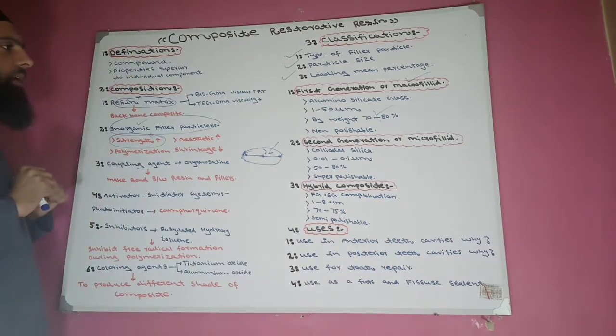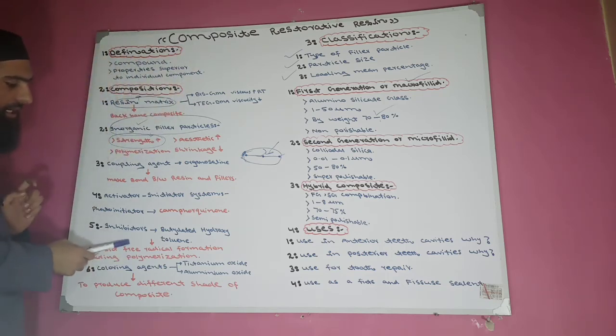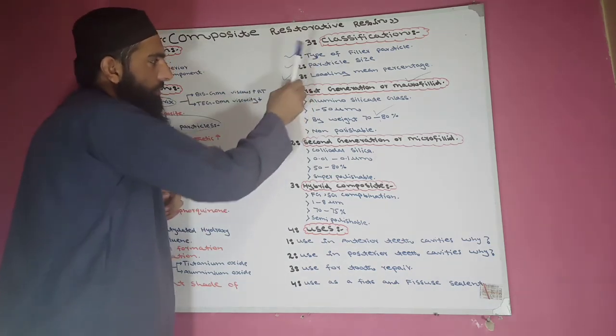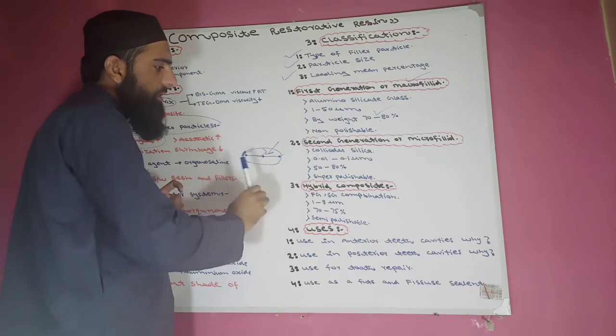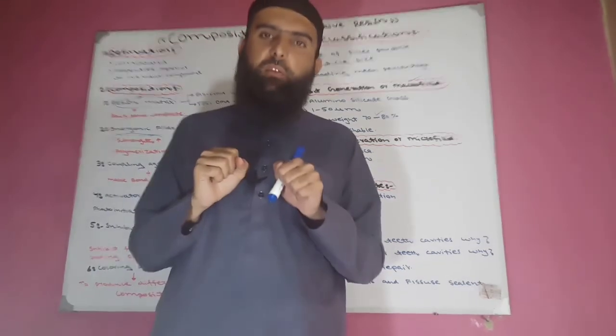Now today our topic is complete. We studied the composite restorative resin definition, composition and each component part, classification on the basis of this property into first generation, second generation and hybrid, and also uses.